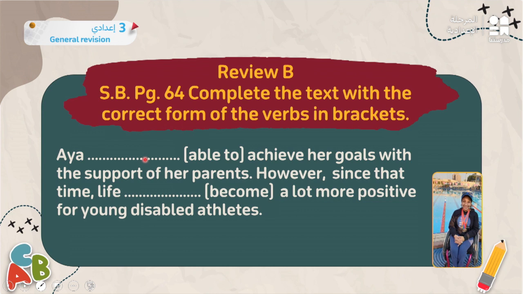Aya [blank] achieve her goals with the support of her parents. Able to, عندي able to بدون ما يكون عندي أي hint للverb هيبقى is ولا مثلا was. طيب, بس احنا لسه في past simple. So I say she was able to. She was able to achieve her goals with the support of her parents.